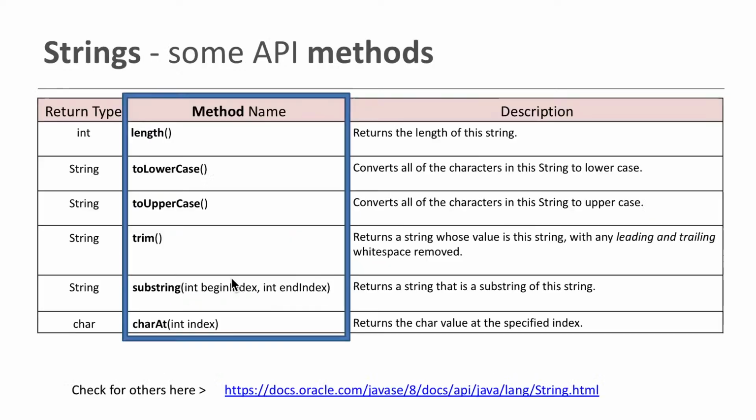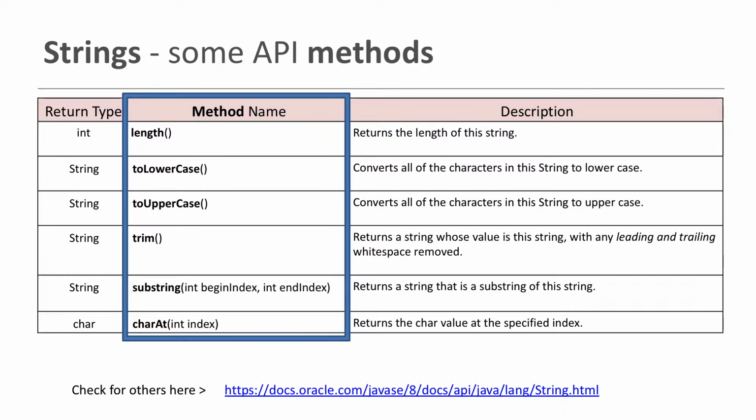So string methods. These are probably the most common ones. You can call the length method, toUpperCase, toLowerCase, trim, substring, and charAt. The length is how long it is. toLowerCase will convert, if you have a string with mixed letters, everything to lowercase. toUpperCase does the opposite, makes everything uppercase.